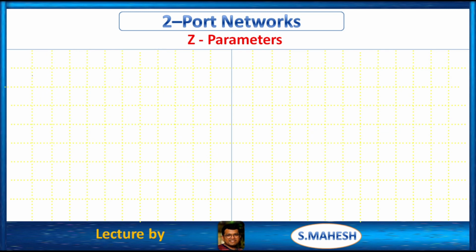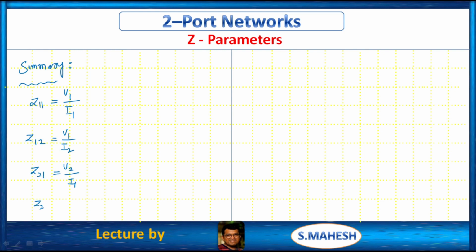Now we have to write the names of those individual impedances, right? We have Z11, which is V1 by I1, like that Z12, that is V1 by I2, like that Z21, which is V2 by I1, and Z22, that is V2 by I2. Completed.